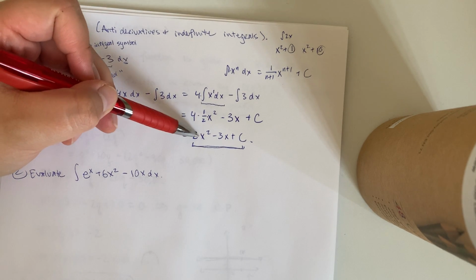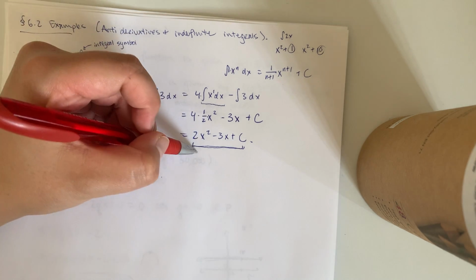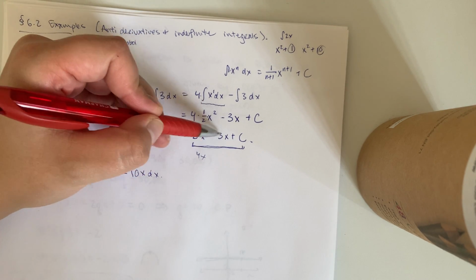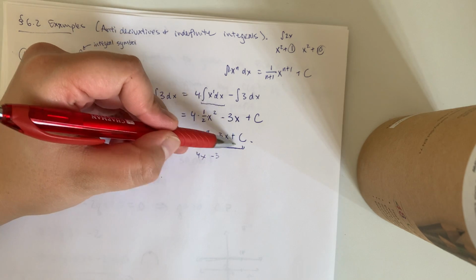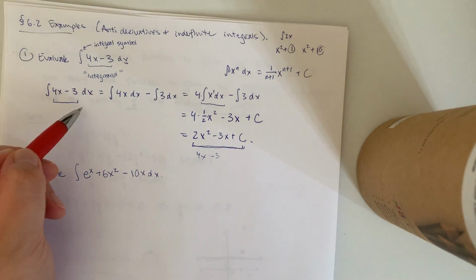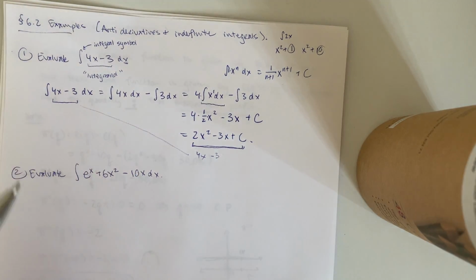So if we take our answer and differentiate it, 2 times 2 is 4x, derivative of negative 3x is negative 3, derivative of c is 0. Notice I get the integrand back. So I have done this problem correctly.